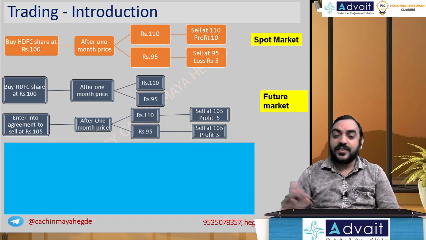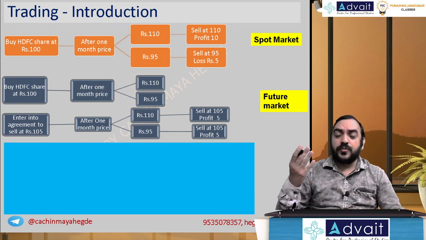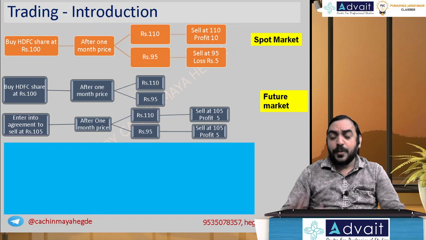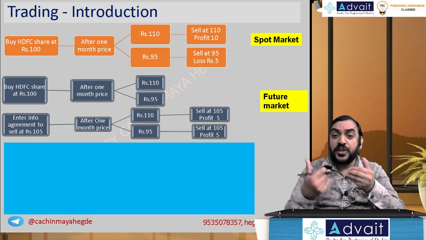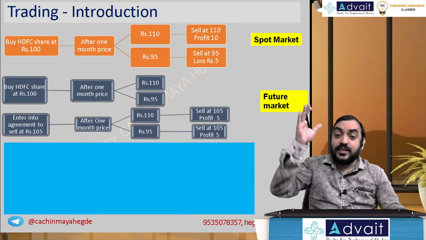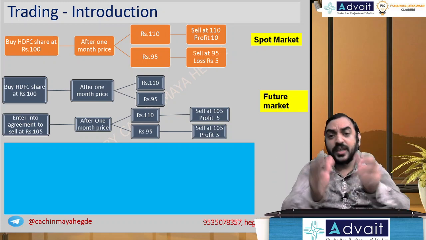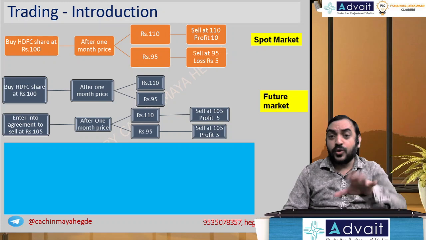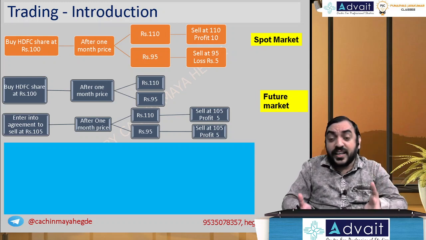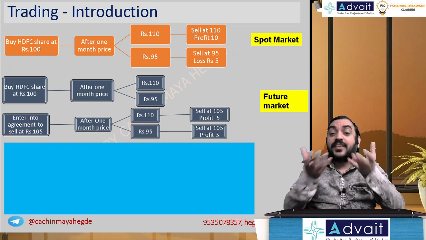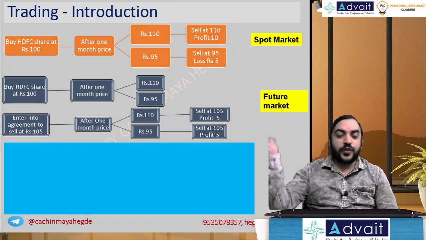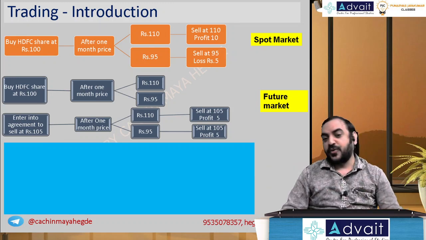But this has been used mostly for speculation purposes. We'll come to it later. The primary purpose for which these instruments were originally created was hedging. So I'm giving that example. Don't carry this example throughout the chapter, but it gives an idea why the future market was started: to protect your profits. Now it is used for different purposes. We'll come to it later.